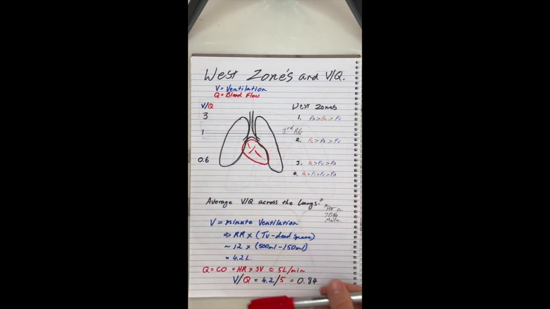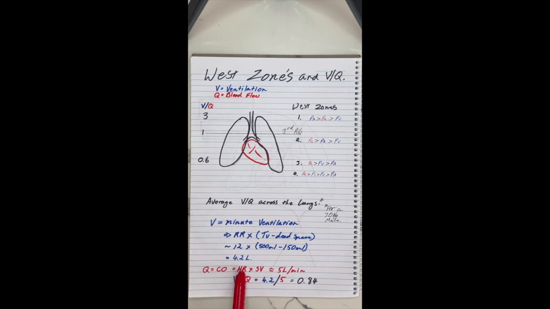If we want to figure out an average for, say, a 70 kilogram male, you would figure out your minute ventilation and your cardiac output per minute. So minute ventilation is respiratory rate times tidal volume minus dead space. Your average rate is about 12 at rest. Tidal volume in a 70 kilogram male is about 500 mL, and your dead space is about 150 mL. This means that your ventilation is about 4.2 liters per minute.